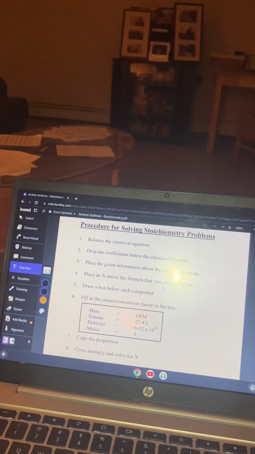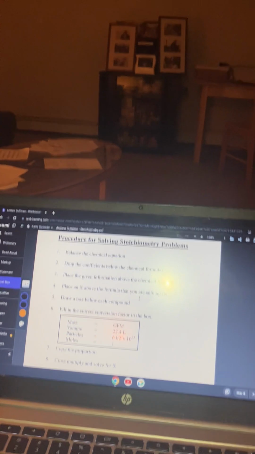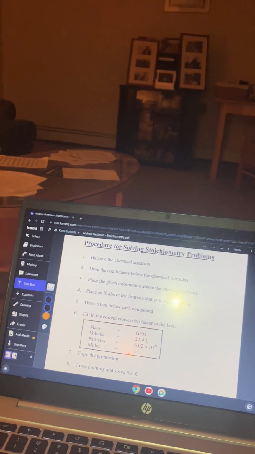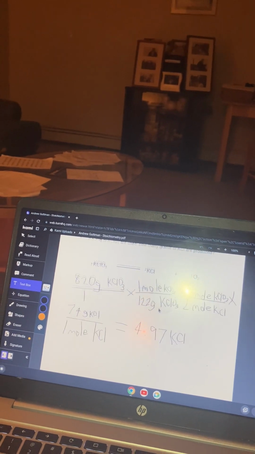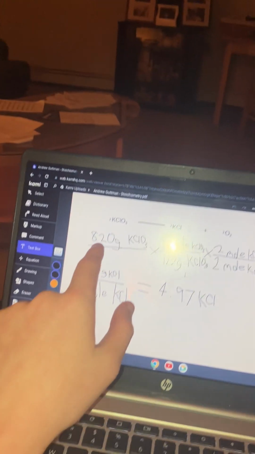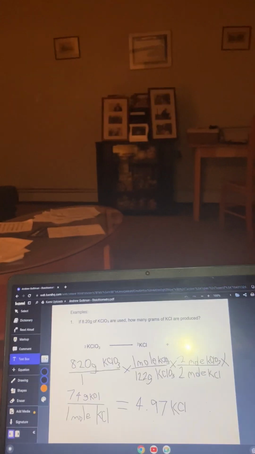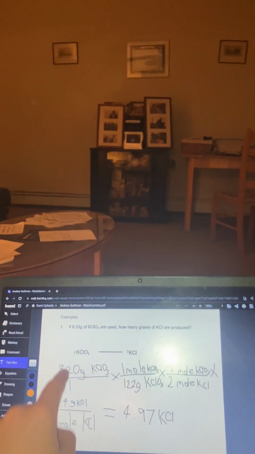So you have to balance the chemical equations, drop the coefficients below the chemical formulas, place the given information above the formula, place an X above the formula you're solving for, and so on. Here's an example of stoichiometry, the hardest type. If we need 8.2 grams of KClO3, how many grams of KCl are produced? You need 2 KClO3, 2 KCl, 3 O2.